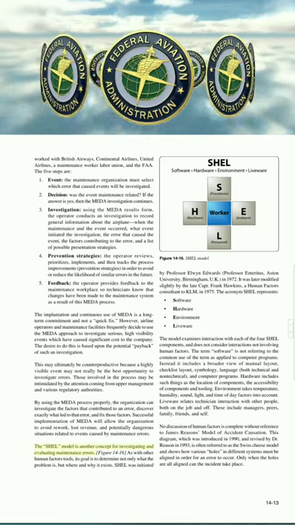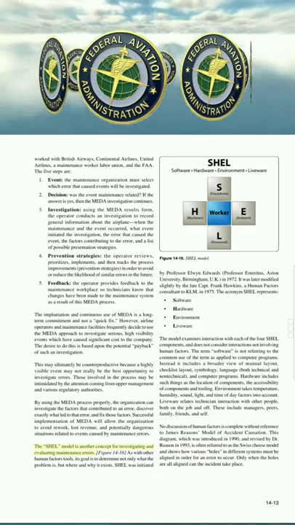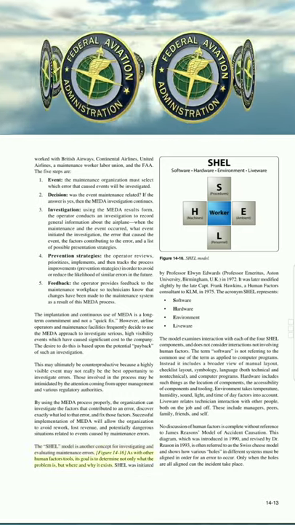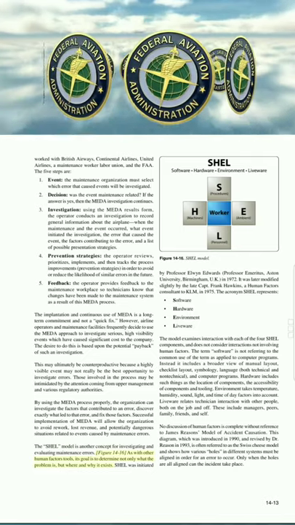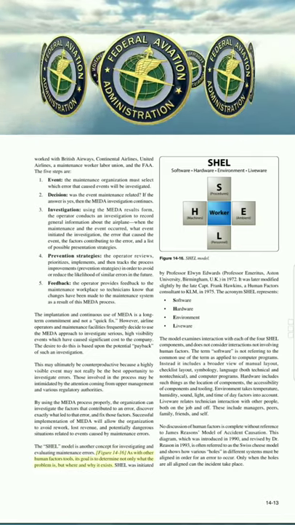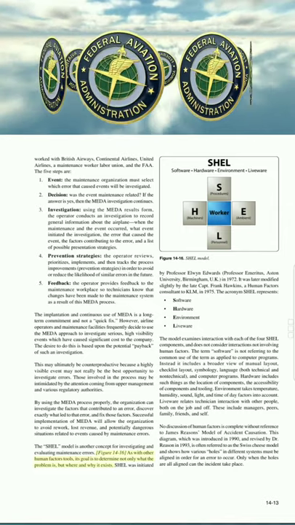The SHELL model is another concept for investigating and evaluating maintenance errors. Figure 14-16. As with other human factors tools, its goal is to determine not only what the problem is, but where and why it exists.